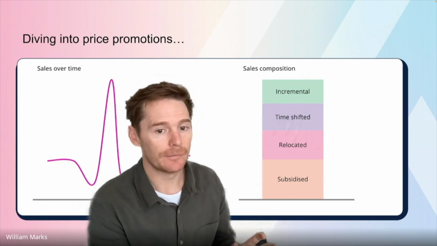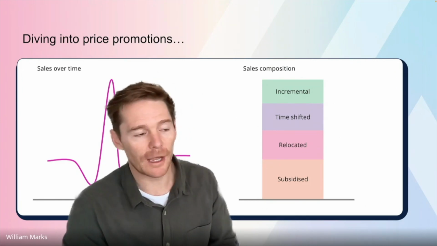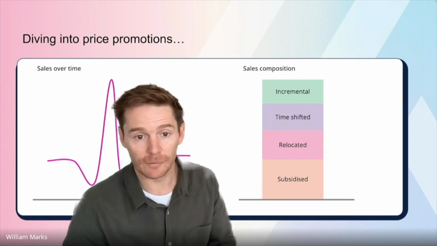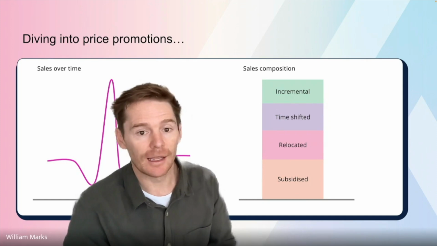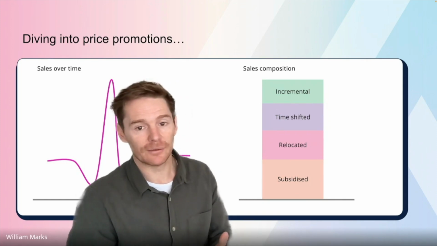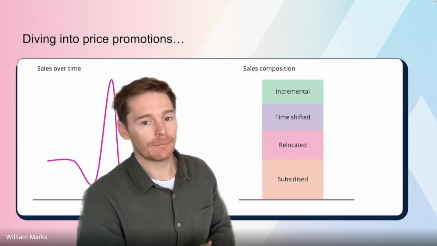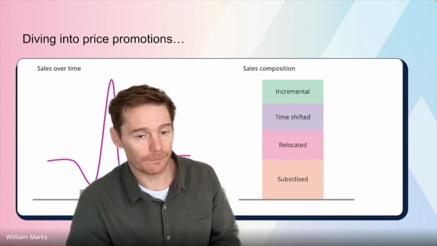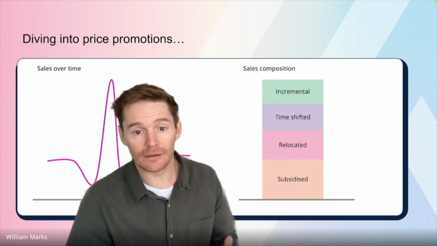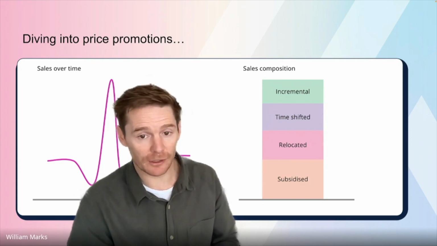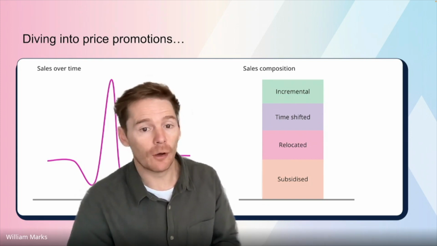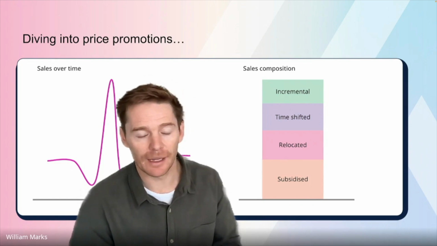Then finally, you have the incremental sales. Now, if you've watched our videos that talk to the importance of incrementality, you will know that these are the sales that really matter. These are the sales that only happened because of the activity that you ran. And in this case, that's the price promotion. So the first risk is overestimating the sales volume that your price promotion was responsible for because of the time shifting and the relocating behaviors.